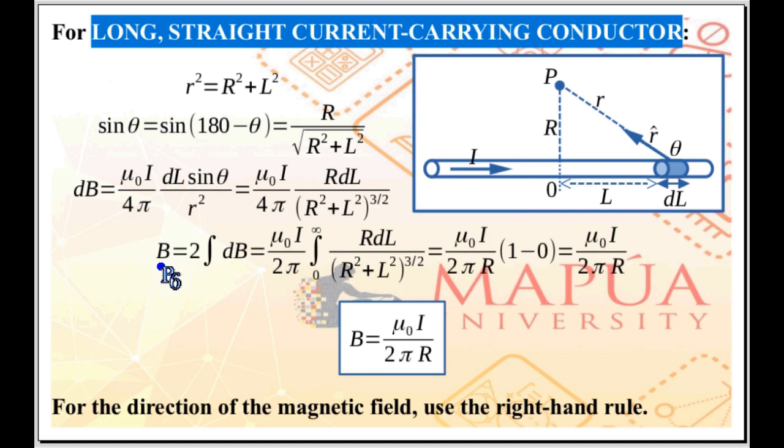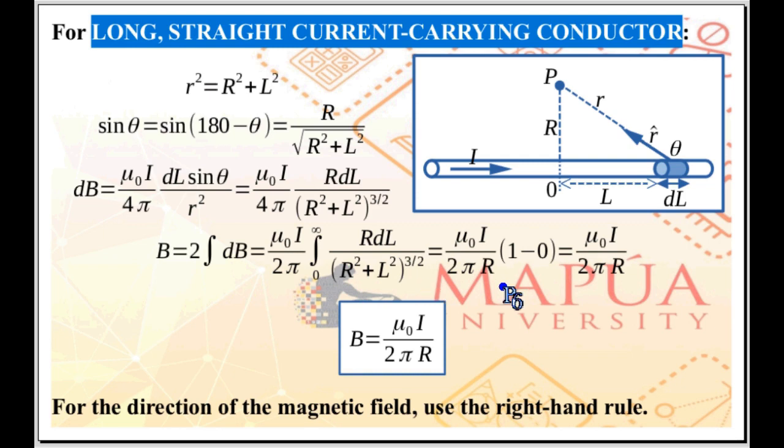So we have total magnetic field B at point P is equal to 2 times the integral of dB. We integrate from 0 to infinite, and then we multiply by 2 to take into account the other half of the conductor. Thus, we have B is equal to mu naught I over 2 pi integral from 0 to infinite of r dl divided by r squared plus L squared quantity to the 3 halves.